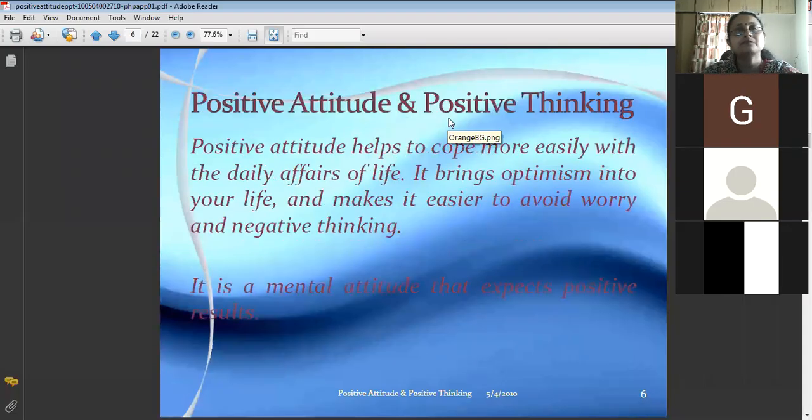Then, positive attitude and positive thinking. Positive attitude helps to cope more easily with the daily affairs of life, and it brings optimism into your life and makes it easier to avoid worry and negative thinking.